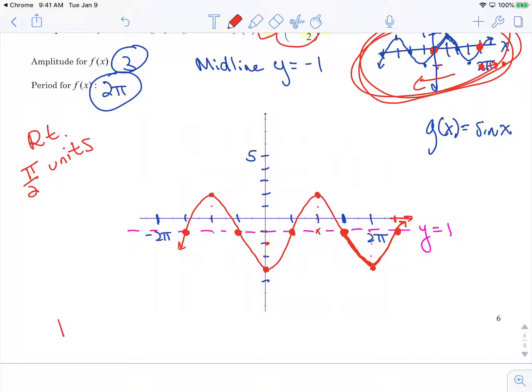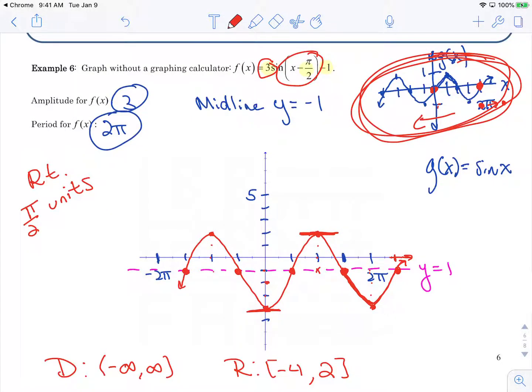Now to bring back some other things, what's our domain for this graph? Well, all real, because I can put any angle I want into this function. And our range for this graph, well, the lowest it hits is -4, and the highest it hits is 2, which makes sense because my height is 3, but I shifted it down a unit. All right, see you next time.